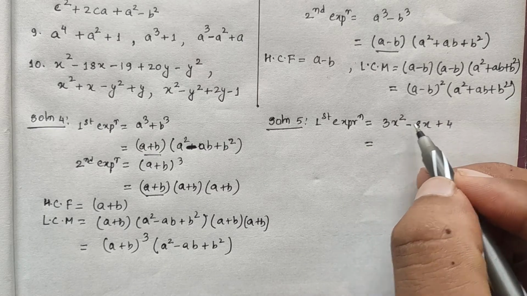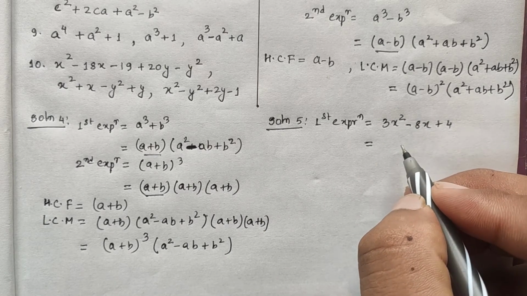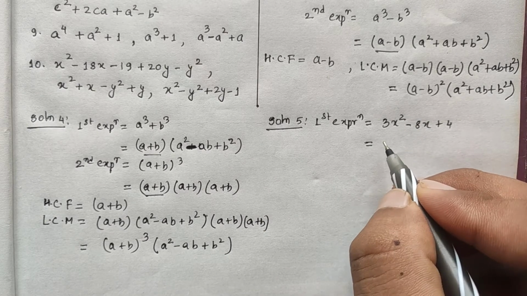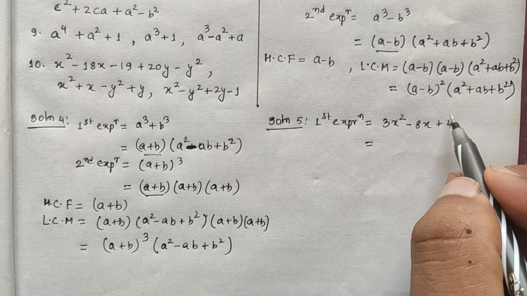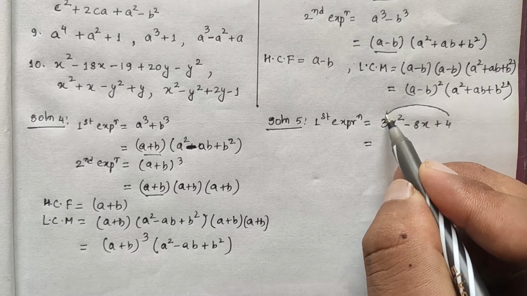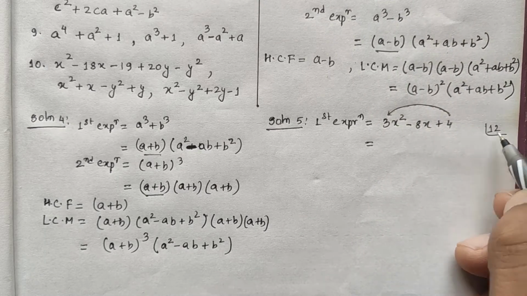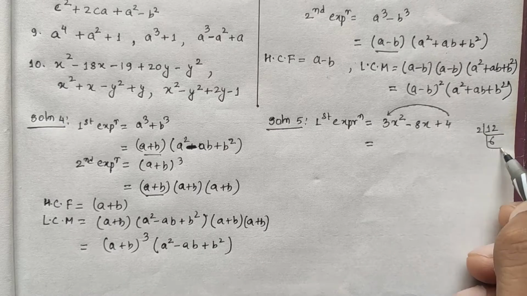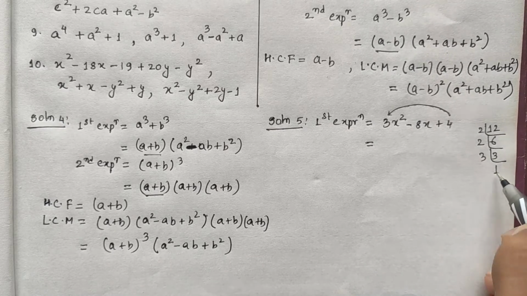Okay, ax square plus bx plus c. So this is in quadratic form, so we can factorize this by middle term factorization. For middle term factorization, we have to multiply these two, that is 12. 4 times 3 is 12. So now we will factorize it. 2 times 6, 2 times 3, 3 times 1.